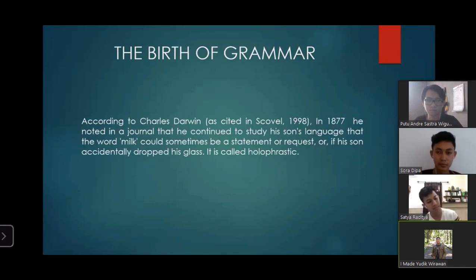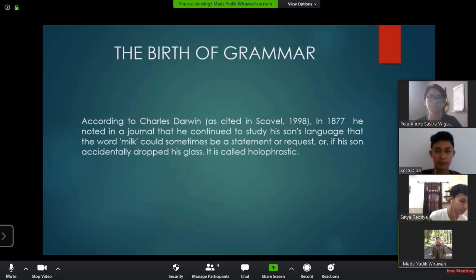Christian, 2008. Talking about grammar and children, in the age range of 1 until 3, children make a sentence in one word. Holophrastic is the level that a child goes through before they begin to recognize phrases, clauses, and are able to structure the sentence.